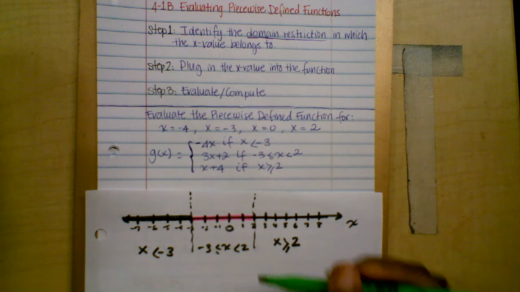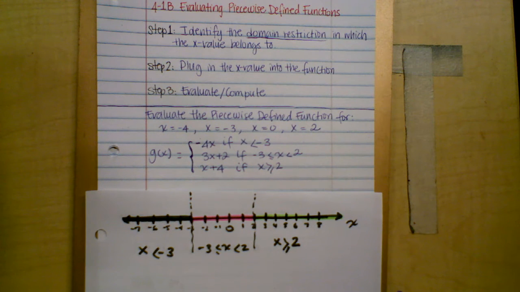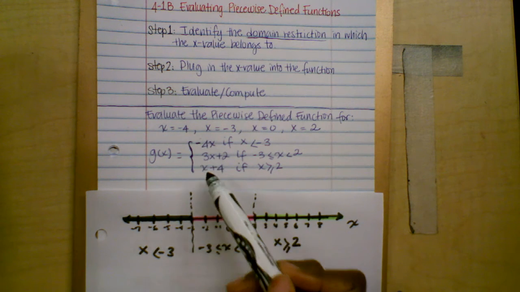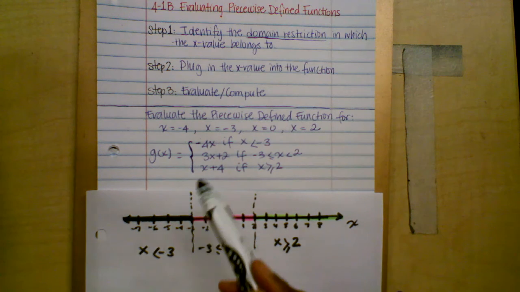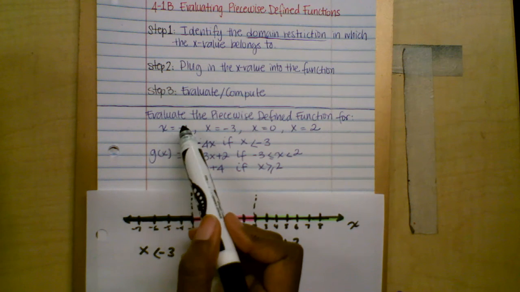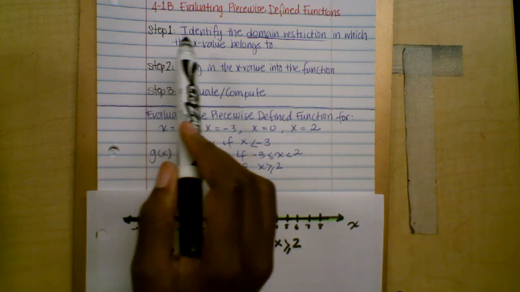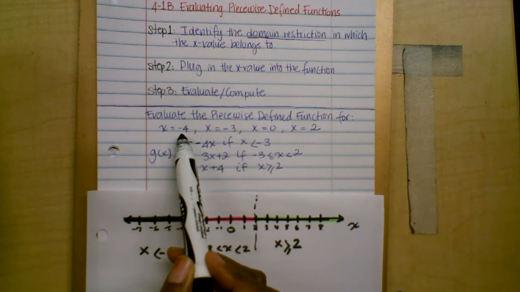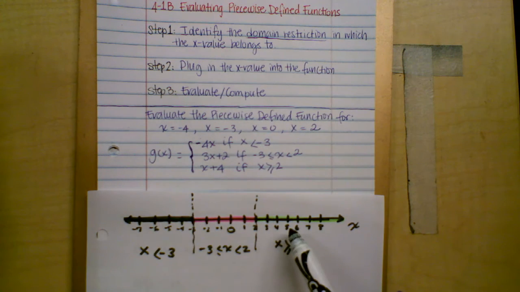Now when I say evaluate, you have 3 different pieces of a function on different domains. So what you want to do next is evaluate at x equals -4. Step 1, identify the domain restriction to which the x value belongs. So -4 belongs to which domain? The first one, the second, or the last one?